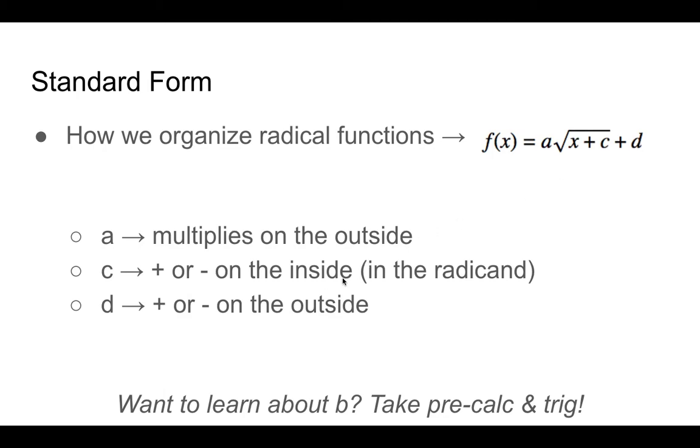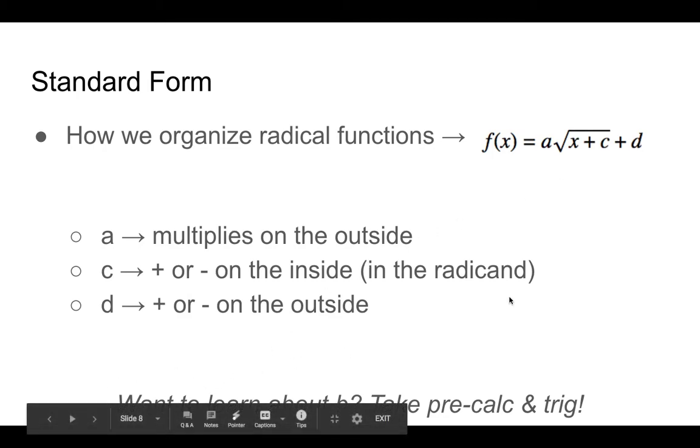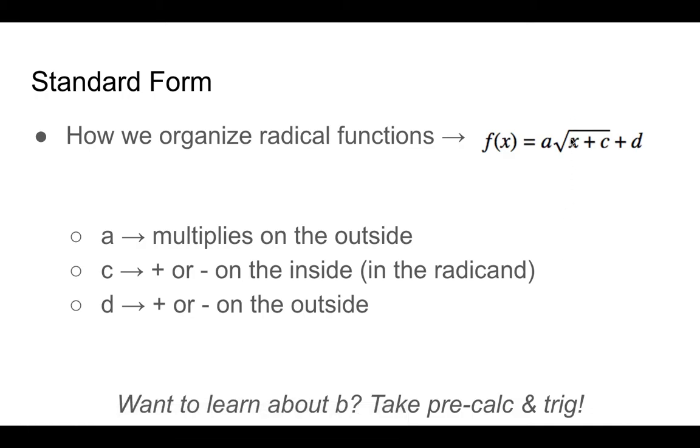So A is being multiplied, C is being added or subtracted, D is being added or subtracted on the outside as well. If you would like to learn about B, there is a B value. You would have to take a pre-calc or a trig class. B actually lives in front of x right here. We don't do that in this class. It just adds a little bit of extra confusion to the graph. But if you would like to learn about B, you would have to go take pre-calc and trig.